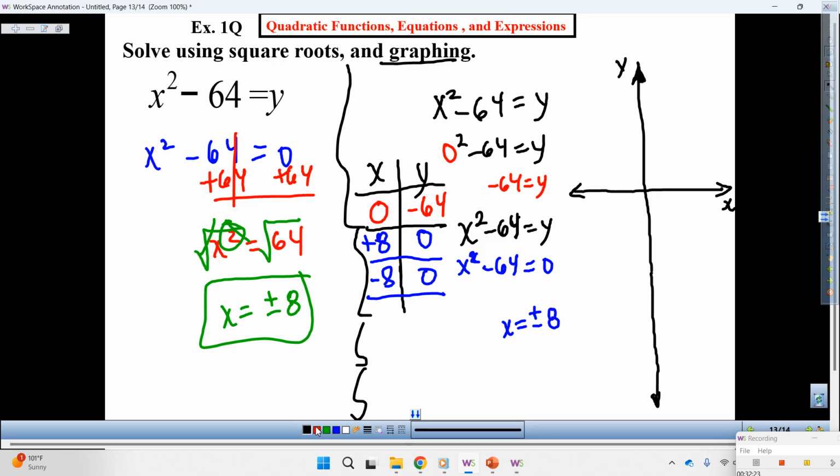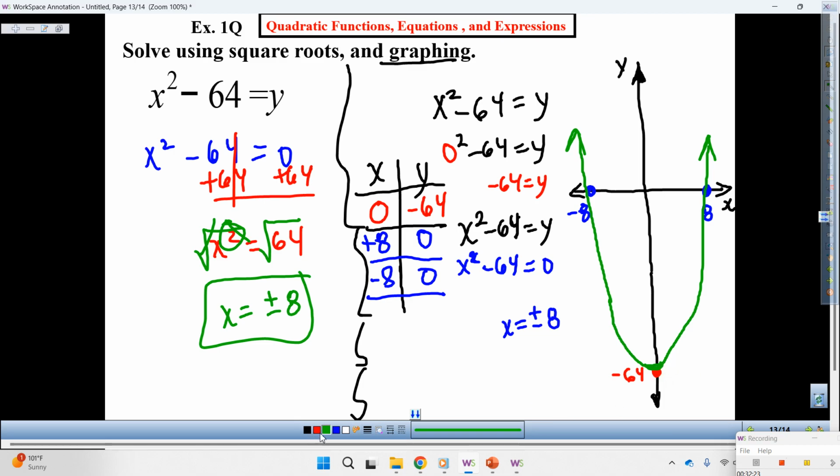All right, Gio's going to help us out with this one. 0 and negative 64, which way do I go? Down, yes, way down here. Negative 64, that's my y-intercept. And then? A to the right, A to the left. And then we graph our parabola. Nice and neat like mine. There it is. Make sure it crosses to that point.